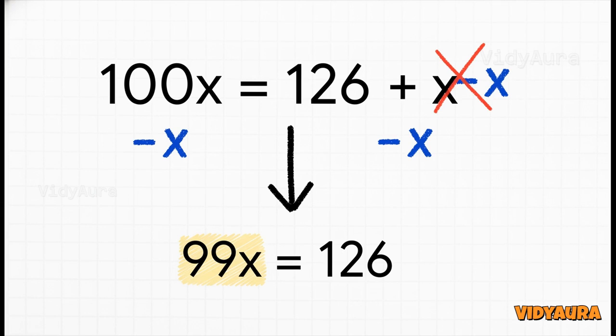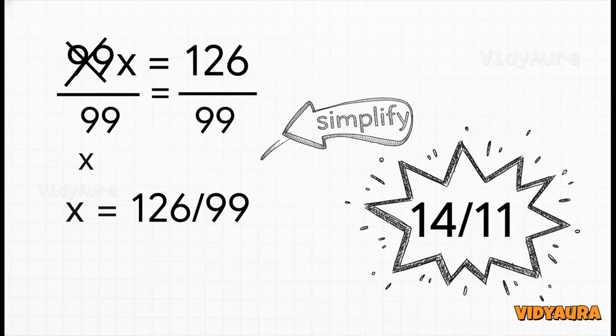We need to get all the x terms on one side. So let's subtract that x from both sides. On the left, 100x minus x gives us 99x. And on the right, we're just left with 126. So 99x equals 126. We're so close now. And for the final step, we just solve for x. We divide both sides by 99, so we get x equals 126 over 99.